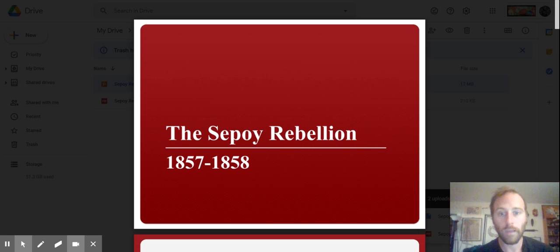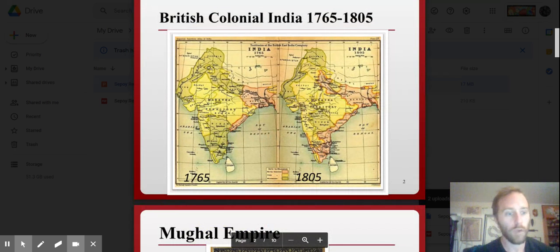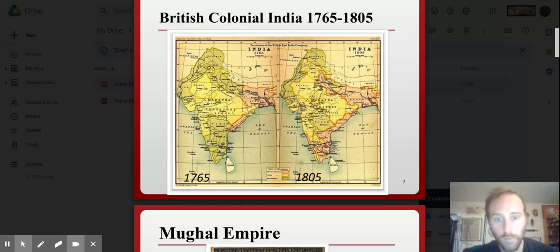Hello, class. This is a short presentation about the Sepoy Rebellion in British India between the years 1857 and 1858, for use in that primary source activity you're doing about the rebellion. So here are maps showing the expansion of directly controlled British territory in India between 1765 and 1805.